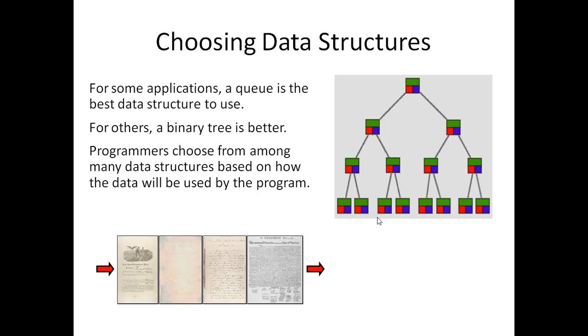For some applications, a queue is the best data structure to use, but for others, a binary tree may be better. Programmers choose from among many data structures based on how the data will be used by the program. So what is the need of the programmer? They have to choose the structure which will give more efficient results in quick time.